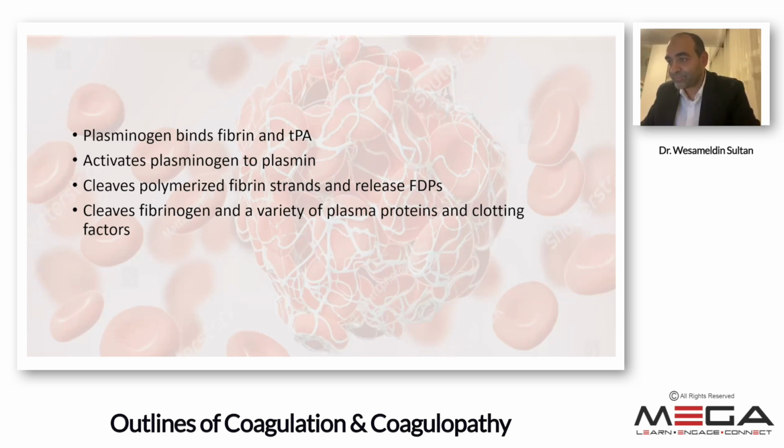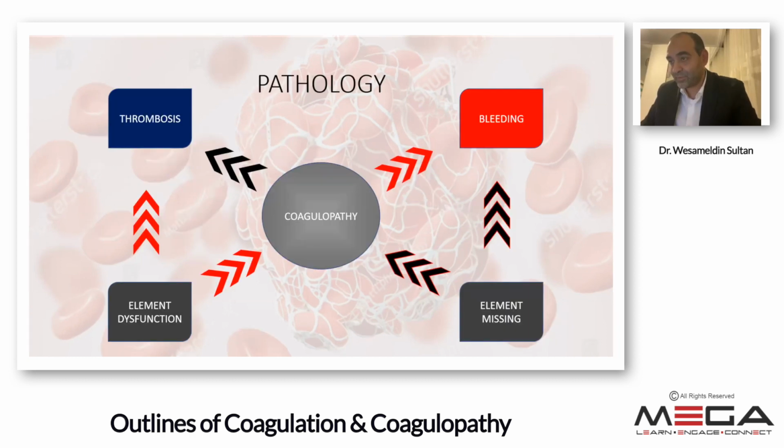So this is the physiological process. So what is the pathology regarding this process? If we have a pathology, we have a coagulopathy. Coagulopathy means we have excess bleeding or thrombosis. It happens with either an element missing or an element dysfunction. So if we have an element missing or dysfunction, it leads to either bleeding or thrombosis. So we have now coagulopathy.